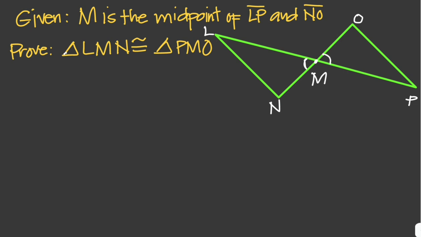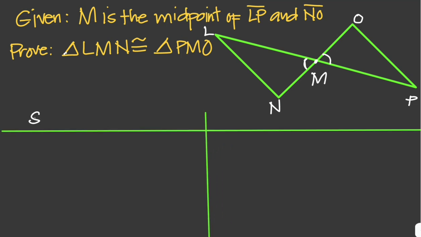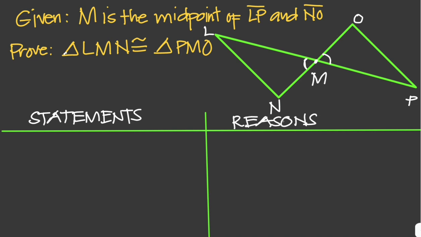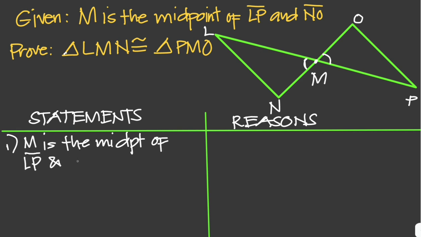Alright, so let's draw our table first. We write the statements and reasons. M is the midpoint of segment LP and segment NO. So this is given.